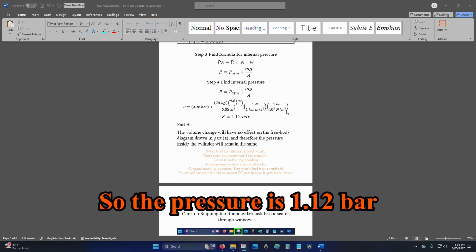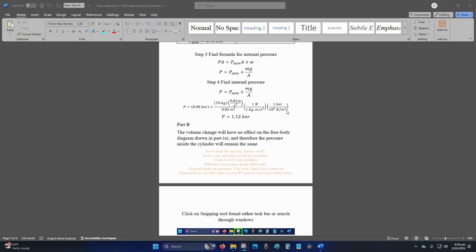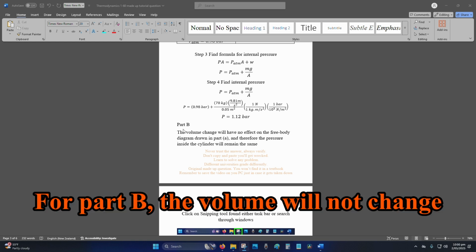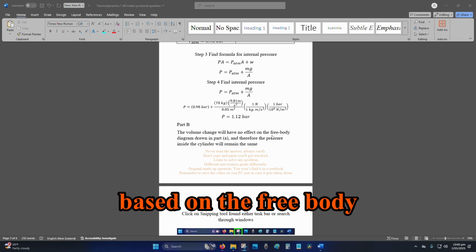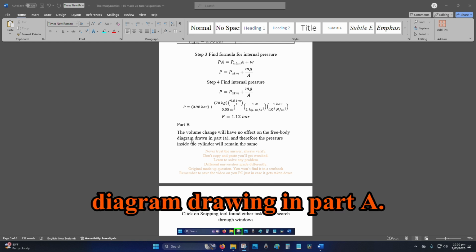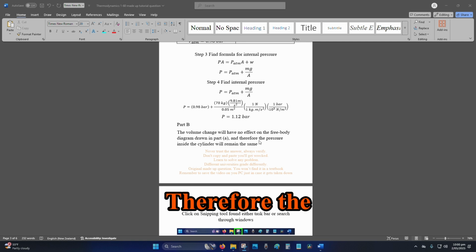So the pressure is 1.12 bar for the internal pressure. So that's for part A. For part B, the volume will not change based on the free body diagram drawn in part A. Therefore, the pressure inside the cylinder will remain the same.